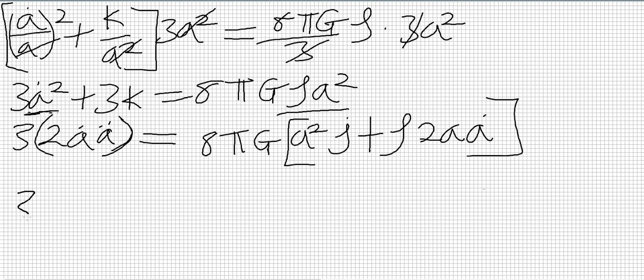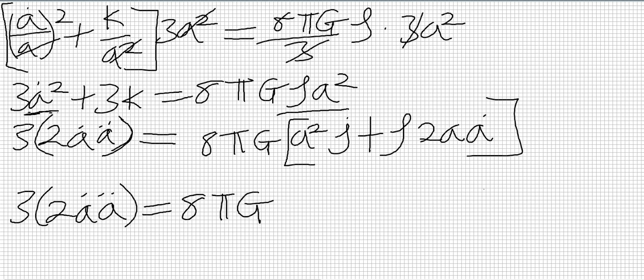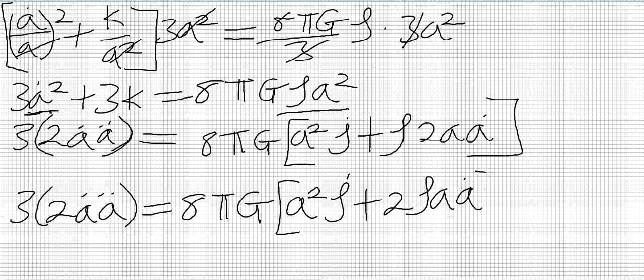So we have 3 into 2 a dot a double dot is equal to 8 pi G into a squared rho dot plus 2 rho a a dot. And we can call this equation 3 because we will be using it in the future.